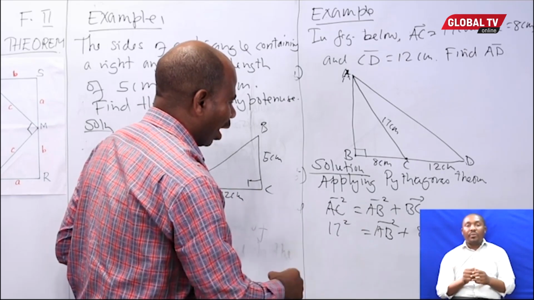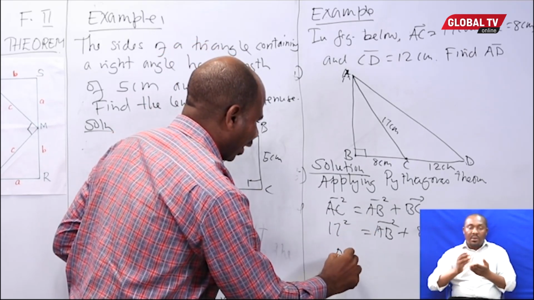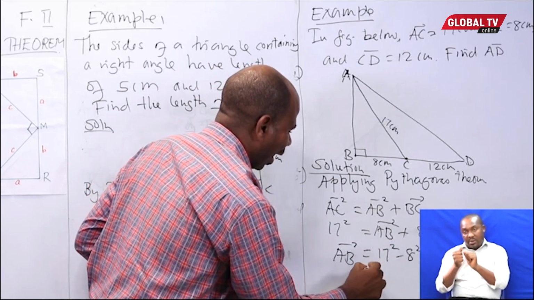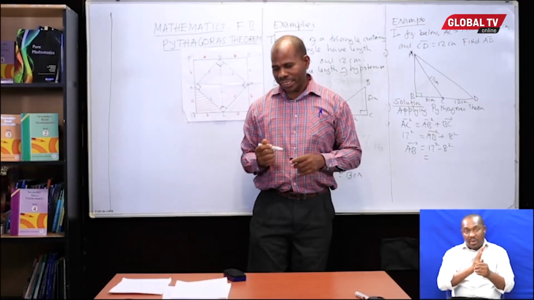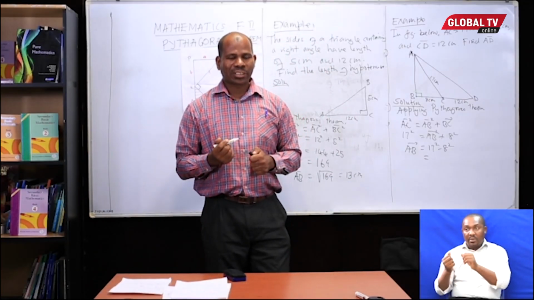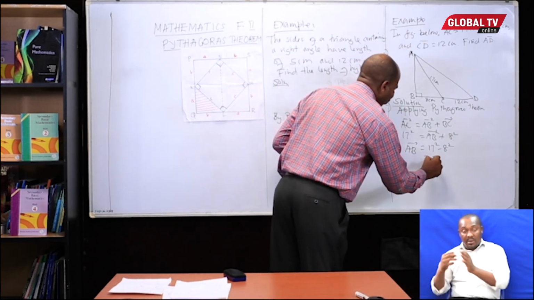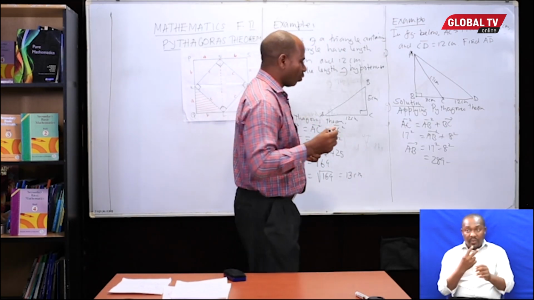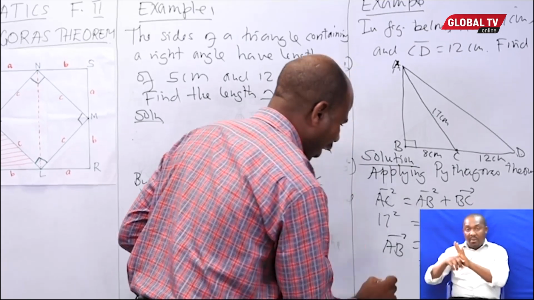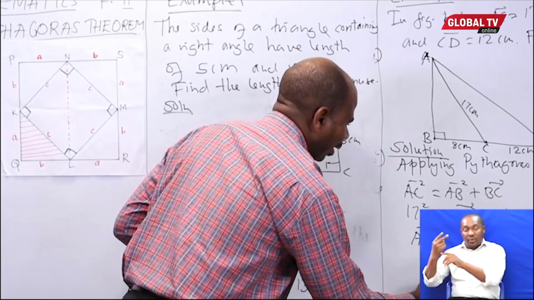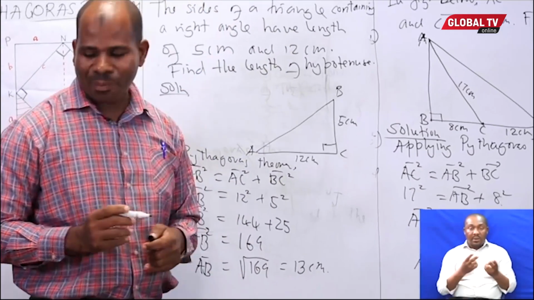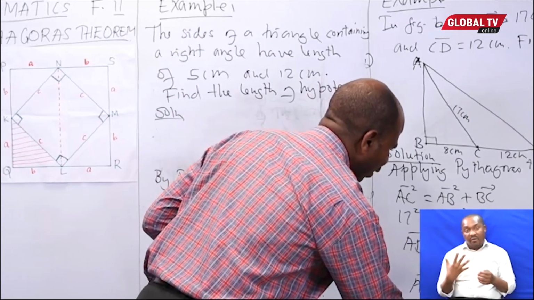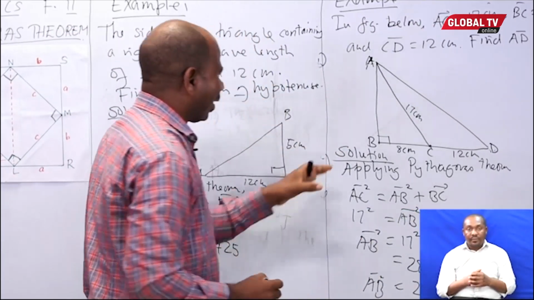So subtract 8 square throughout, and the final AB square is equal to 17 square minus 8 square. 17 square is 17 times 17, which is 289. And 8 square is 8 times 8, which is 64. So AB square is equal to 289 minus 64, which gives 225. This is the first part, the length AB.